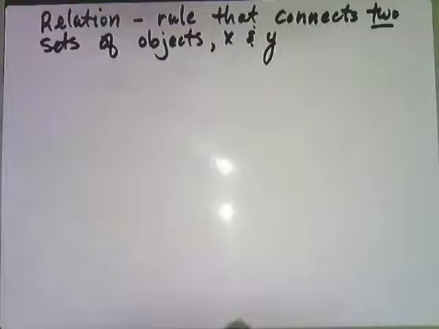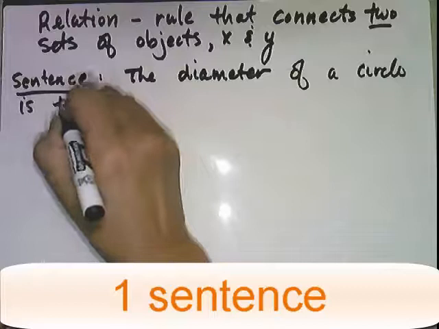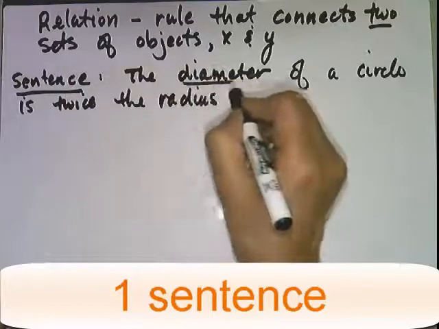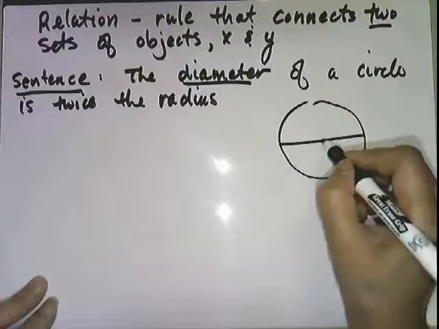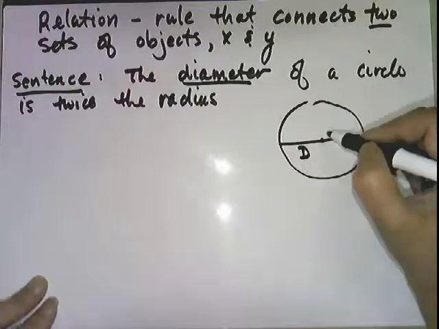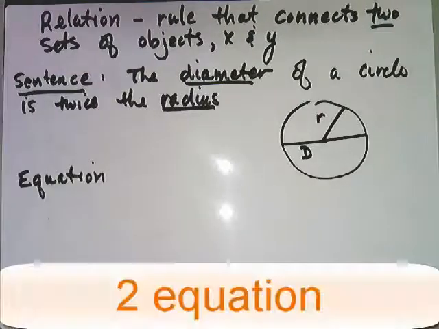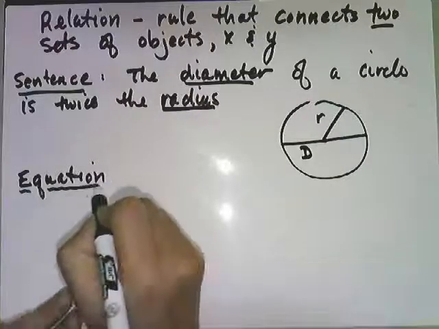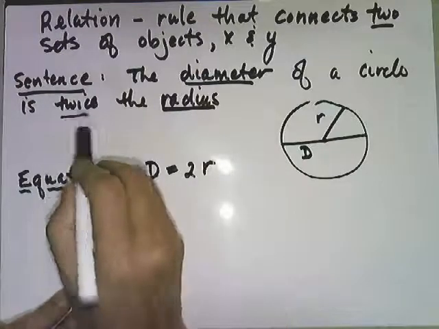Here's an example of a relation in sentence form. The diameter of a circle is twice the radius. So here's my circle, and there's the diameter going through the center of the circle, and we mark it as D. We have a radius, and we call it R. You are all familiar with the relationship between the diameter of a circle and the radius, so we can write that as an equation. So this is our second way. The diameter is 2 times the radius. That's what twice means, 2 times.